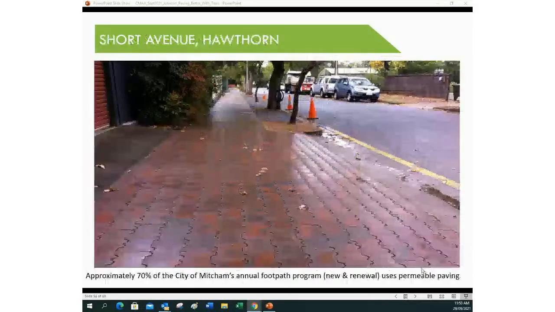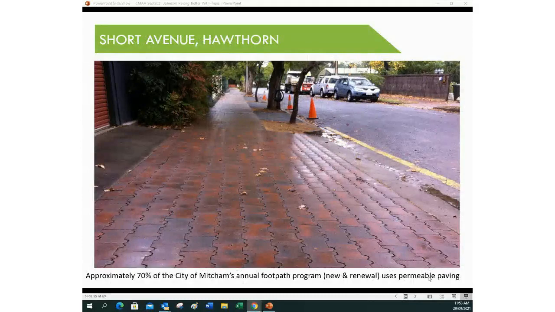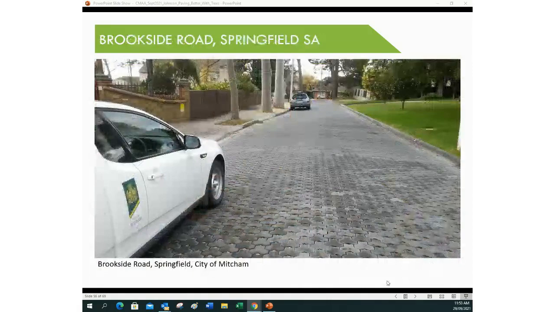But at council now, 70%, give or take, of our capital works footpaths, new footpaths and renewals are done in permeable paving. We've been building a few roads, no problems whatsoever. One interesting point, there's a little bit more noise as a car drives down a permeable paved road. It hums a little bit like the tyres on your mountain bikes. Maybe that's a good thing with electric cars becoming more common. Anyway, just something to think about.